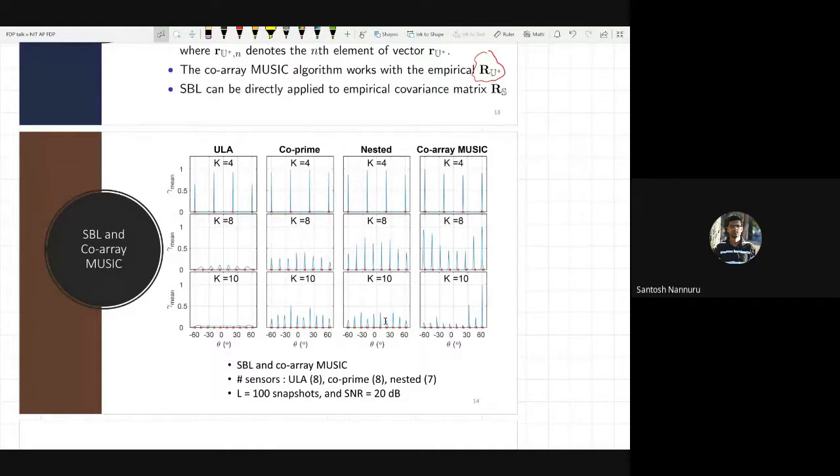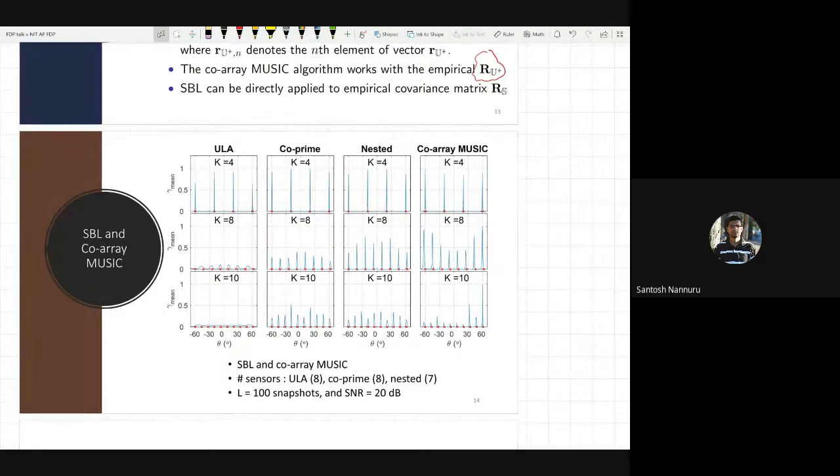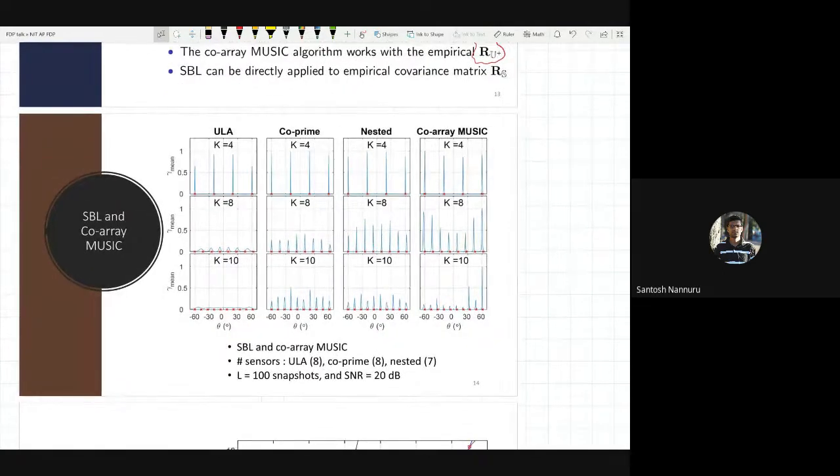So both SBL, the first 3 columns, as well as co-array MUSIC are able to do that. So for k equal to 8, co-array MUSIC works well, but for k equal to 10, it's not working as well compared to SBL. So that was just a comparison of SBL and co-array MUSIC. Co-array MUSIC will still have a resolution similar to MUSIC, whereas SBL, as we have seen before, has a better resolution than MUSIC. So that fact is still valid here as well.